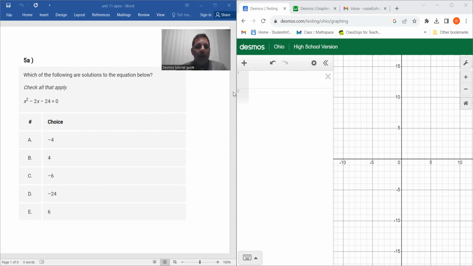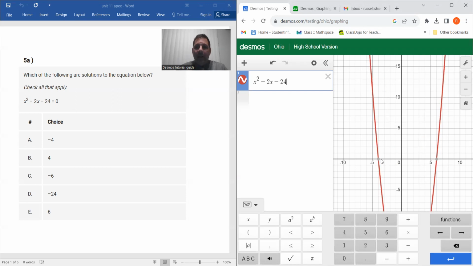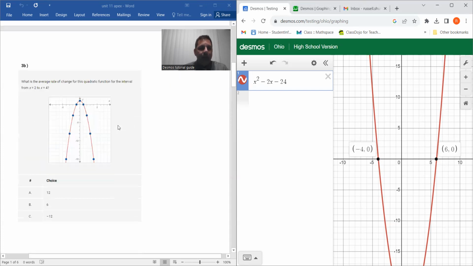The first quadratic is x squared minus 2x minus 24. Now, you're going to like it when these things equal 0, because when they equal 0, all you have to do is look for where they cross the x-axis, because notice that's where y is 0. So -4 and +6 would be your choices when you're presented with an equation like this.